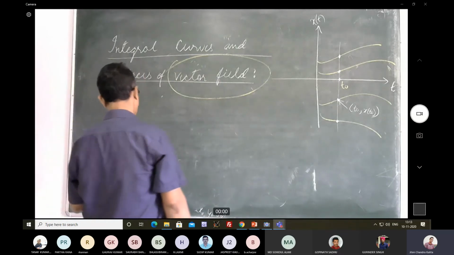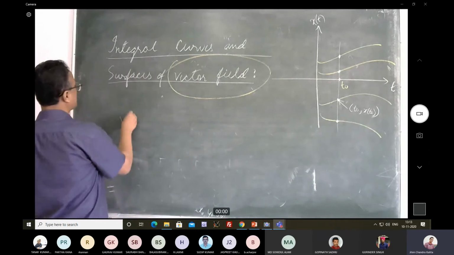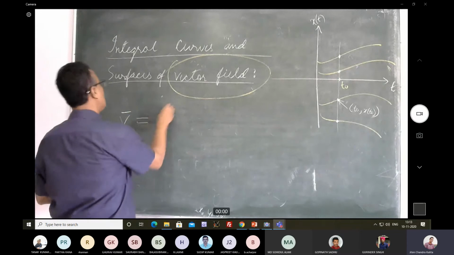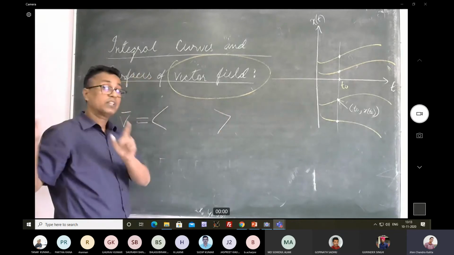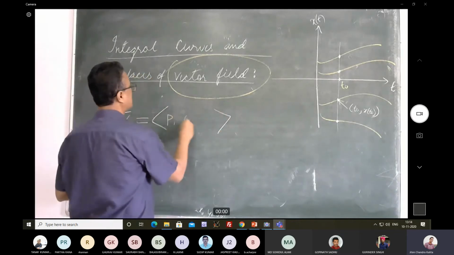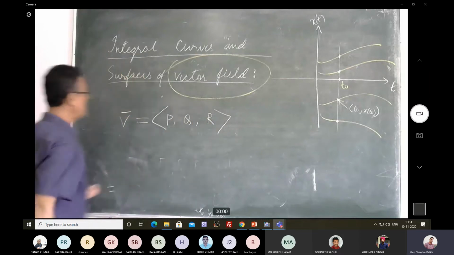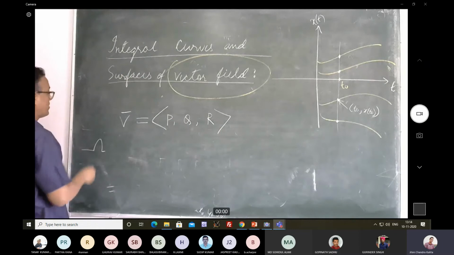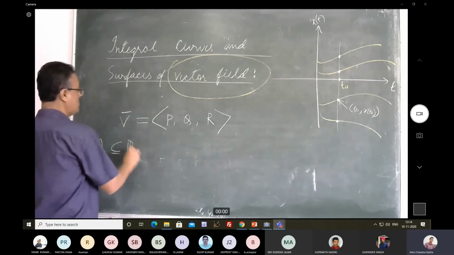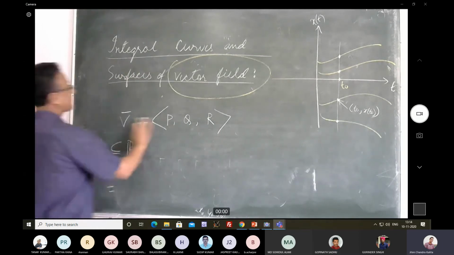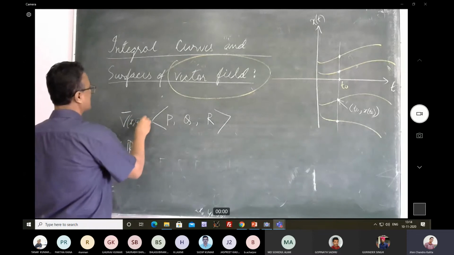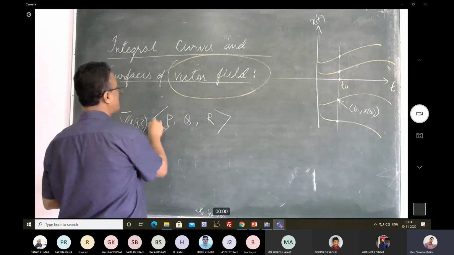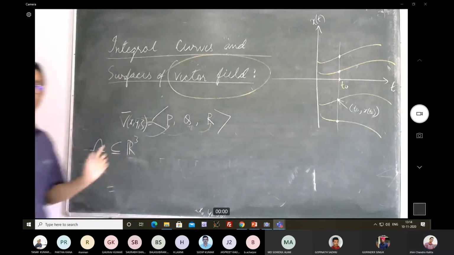Suppose I am considering a vector field V. Of course, again I am considering 3D space. It is going to have 3 components P, Q, R, and as before, I am defining the vector field on some domain omega belonging to R3. So basically, that means your V as a vector is a function of x, y, z, and so are P, Q, and R, right?